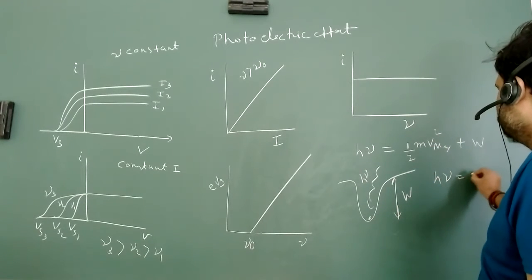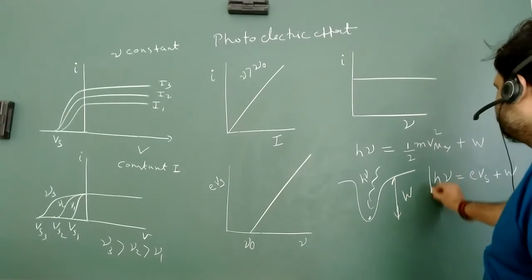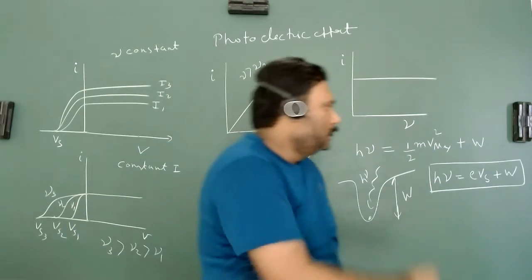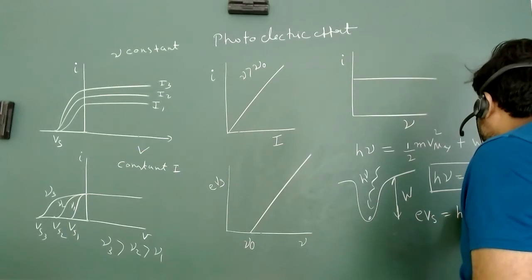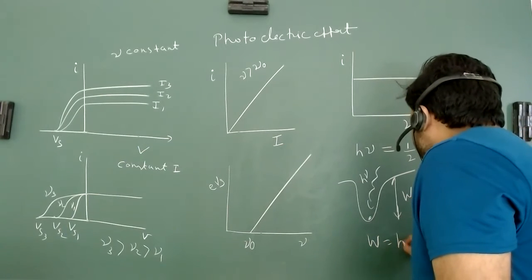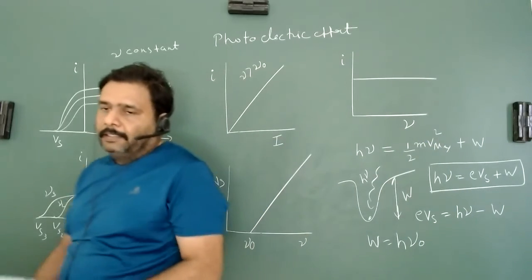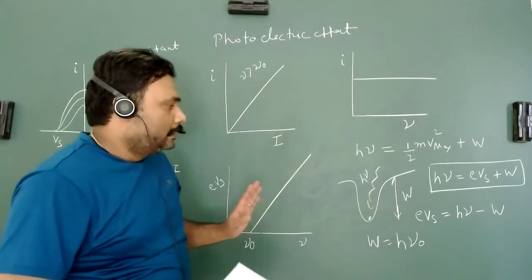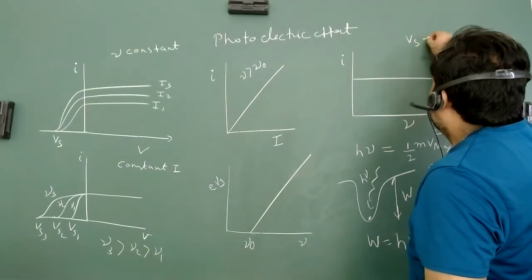This kinetic energy is also written as h nu is equal to e Vs plus W. This is basically known as the Einstein equation or photoelectric equation, and this equation is popularly written as e Vs is equal to h nu minus W, and W is equal to h nu naught. So this is the whole story we did in our last class, and this Vs is identified as the stopping potential.